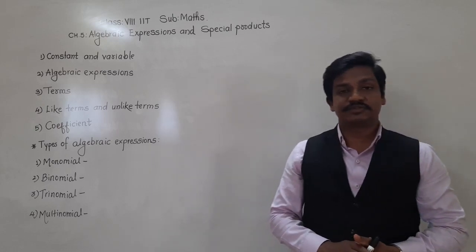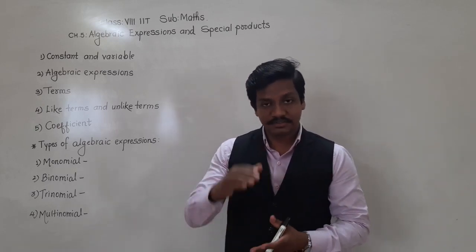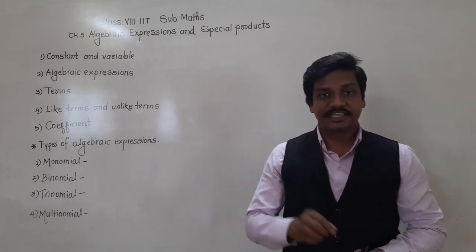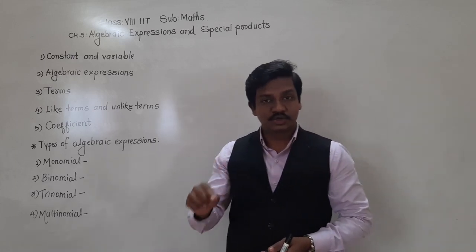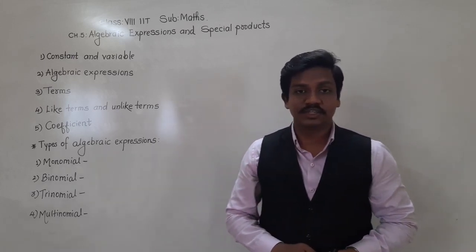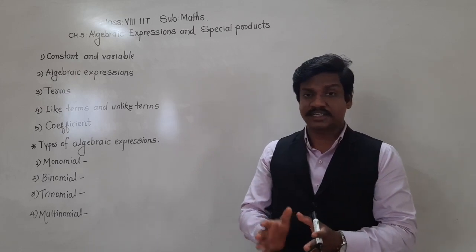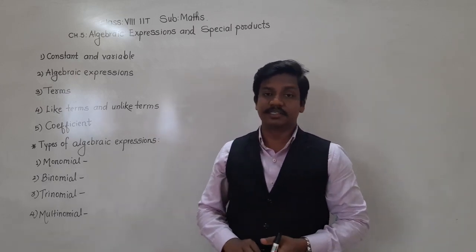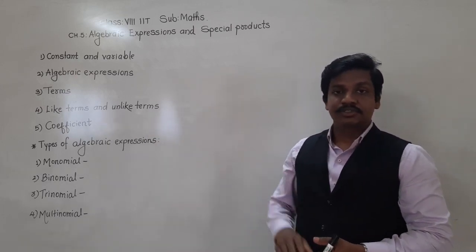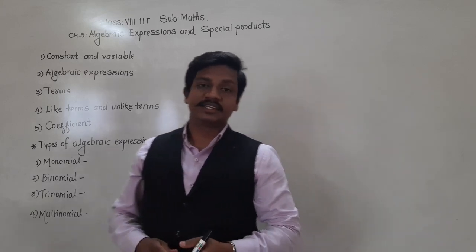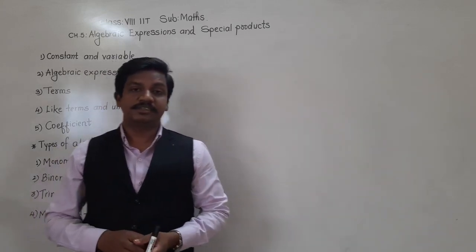Recently we have finished our first unit, number system, in which we saw four chapters: rational numbers, exponents, square and square roots, and the fourth one, cube and cube roots. These four chapters were there in the first unit, number system. Now today we are going to start with the second unit, whose name is algebra.